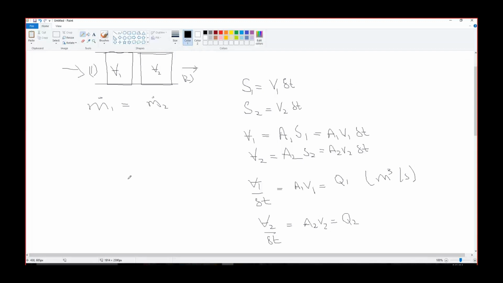Now, what if I write the Bernoulli equation between two points? I would be writing P1 plus half rho V1 square plus gamma Z1 equal to P2 plus half rho V2 square plus gamma Z2.